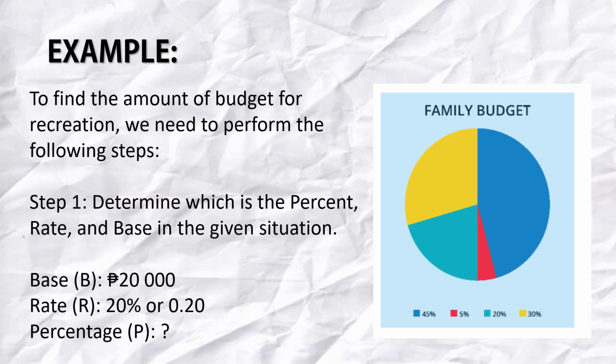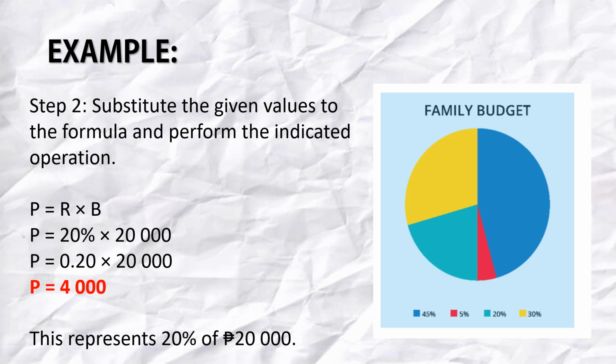For the next one, we need to look for the budget for recreation. So let us determine the parts. For the base, it is still 20,000 pesos. For the rate that is allocated for recreation, that is 20%, or in decimal, 0.20. And the percentage is unknown. Following the formula P equals R times B, we now have 20% times 20,000. So 20% will become 0.20 multiplied by 20,000. We now have 4,000. So the 4,000 pesos is allocated for recreation. That is 20% of 20,000.